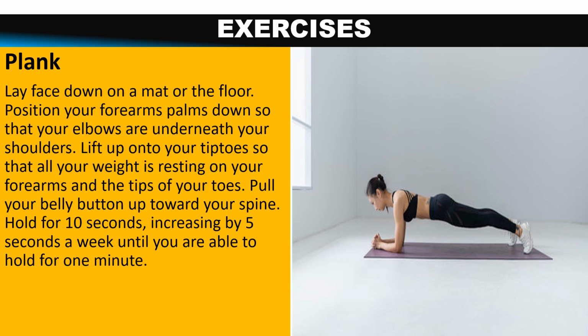You just look at the girl. Okay, her forearms and palms are down, and her elbows are underneath her shoulders, right? So onto the tiptoes so that all your weight is resting on your forearms and the tips of your toes. Your belly button up toward your spine. Okay, it will be correctly aligned. So hold for 10 seconds, increasing by 5 seconds a week until you are able to hold for 1 minute. If you do this daily, the posture may be well corrected.